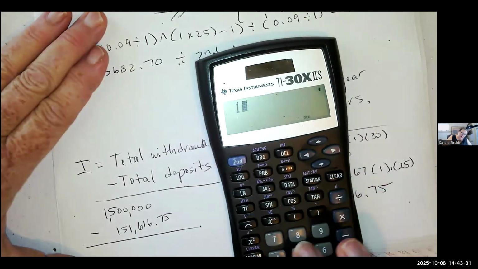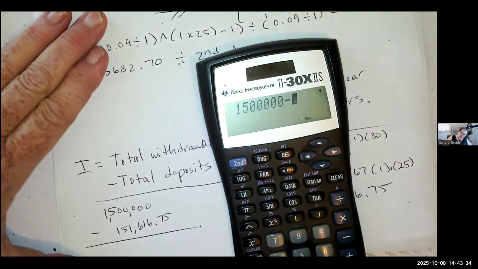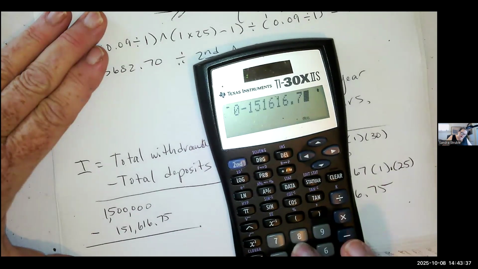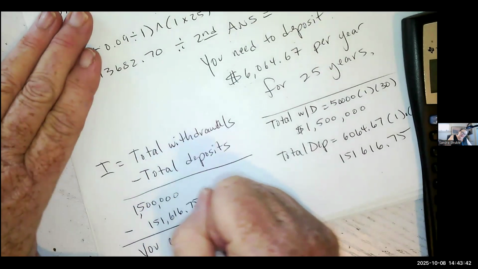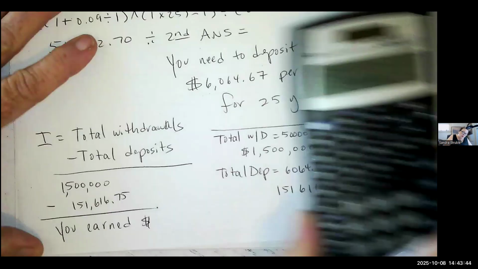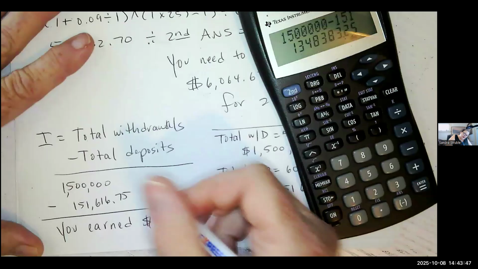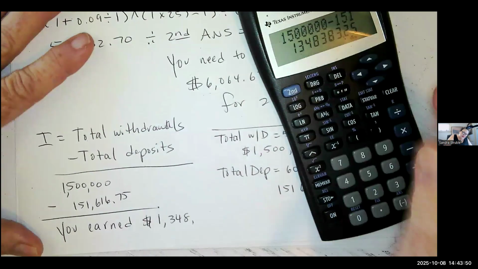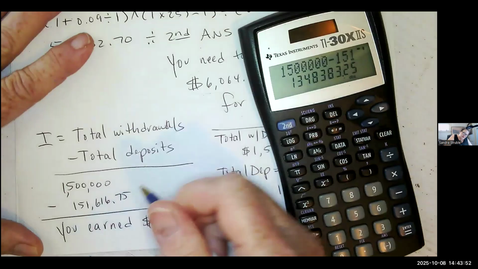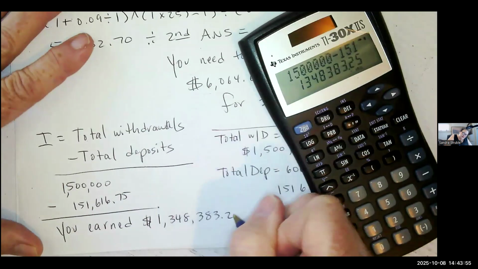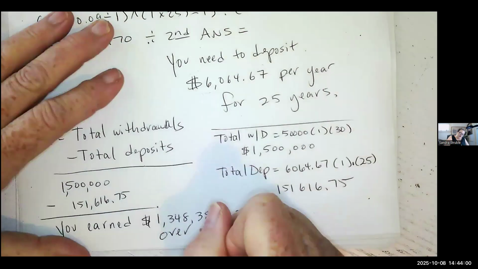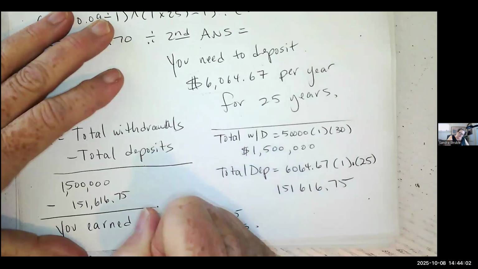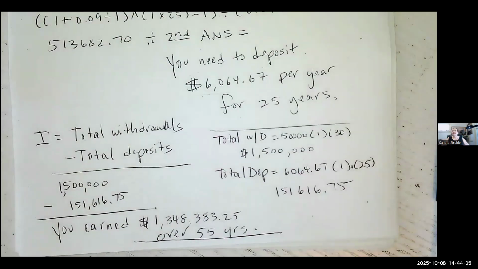So 1,500,000 minus 151,616.75. You earned, this is fantastic, $1,348,383.25. But how long did this take? 30 years plus 25 years is 55 years. That's delightful. That's interest you earned.